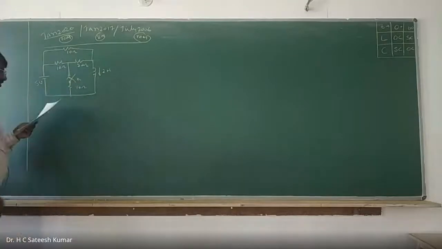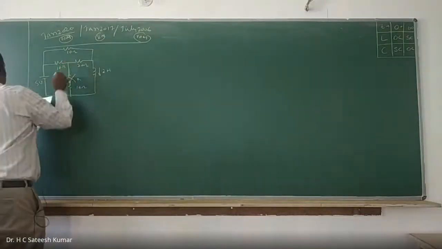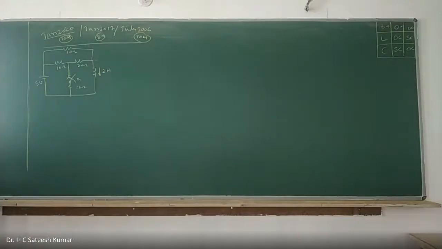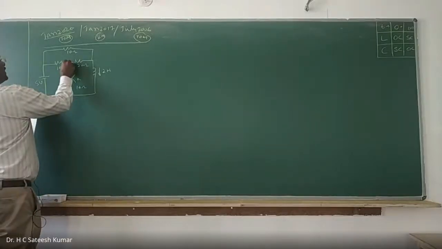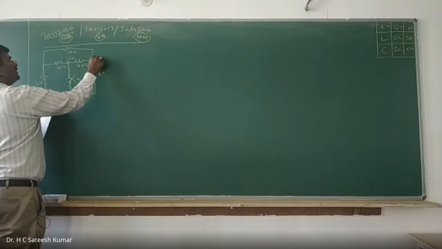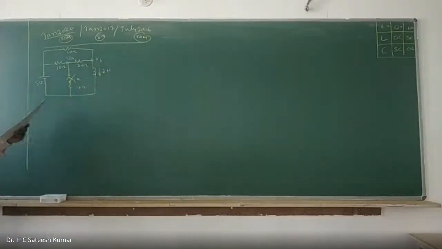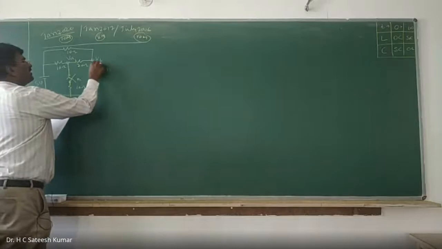In this network shown in figure, this is VA. He said it as VA. This is VA. This is VB. The question is like this. So this is your IL.